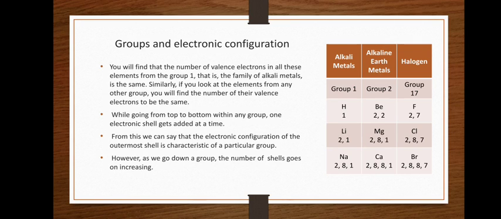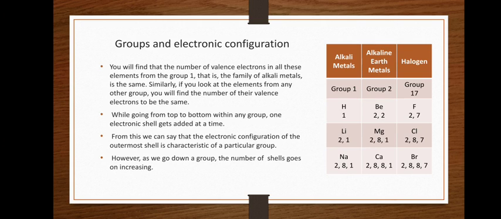However, as we go down a group, the number of shells goes on increasing. This is a very important information. When you move down a group, the number of shells goes on increasing. And when you are moving across a period, the number of electrons in the outermost shell will increase. Followed? For example, if you consider first period, hydrogen has 1 electron in its outermost shell.